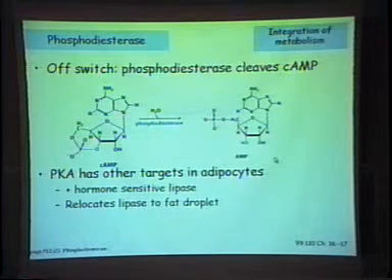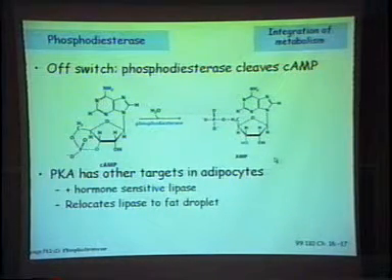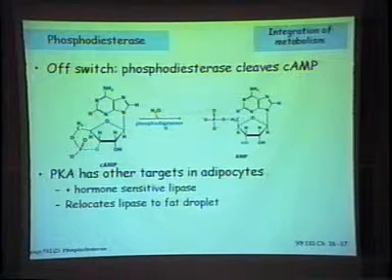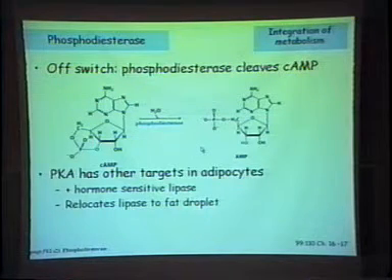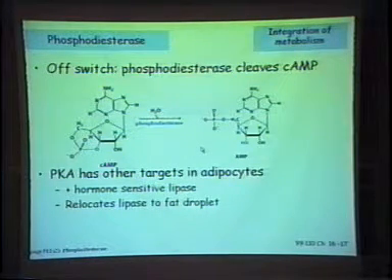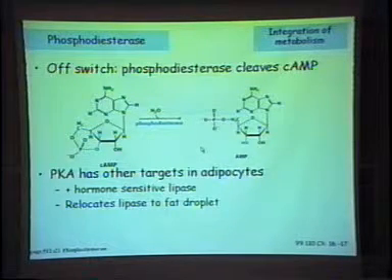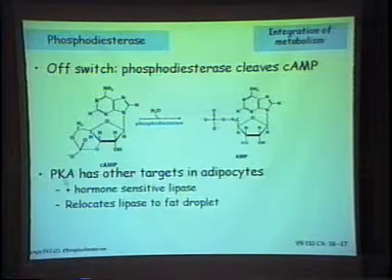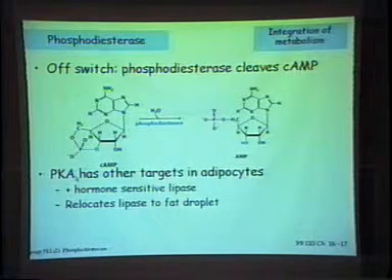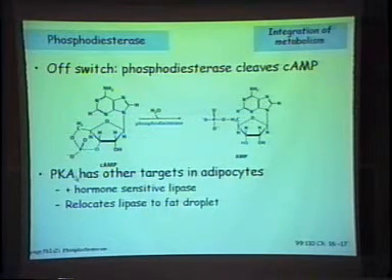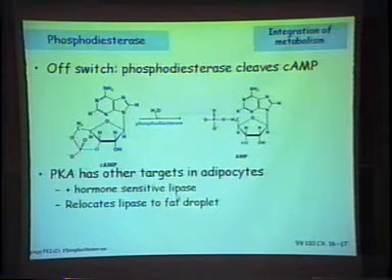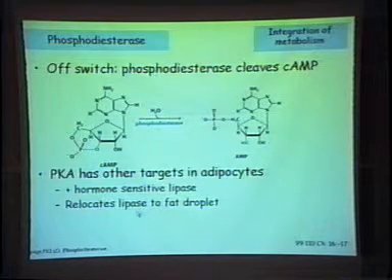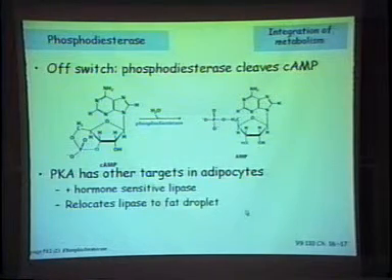There's always an off switch. Cyclic AMP can be broken down by a phosphodiesterase. So it's right there. It would break that bond. Caffeine is an inhibitor of phosphodiesterase, so one of the reasons caffeine perks you up is it keeps your cyclic AMP around longer. Protein kinase A, and it's called A because it's activated by cyclic AMP, would do different things in fat cells. So in fat cells, it can activate the lipase. It can move the lipase to the fat droplet where it can get more access to its substrate.